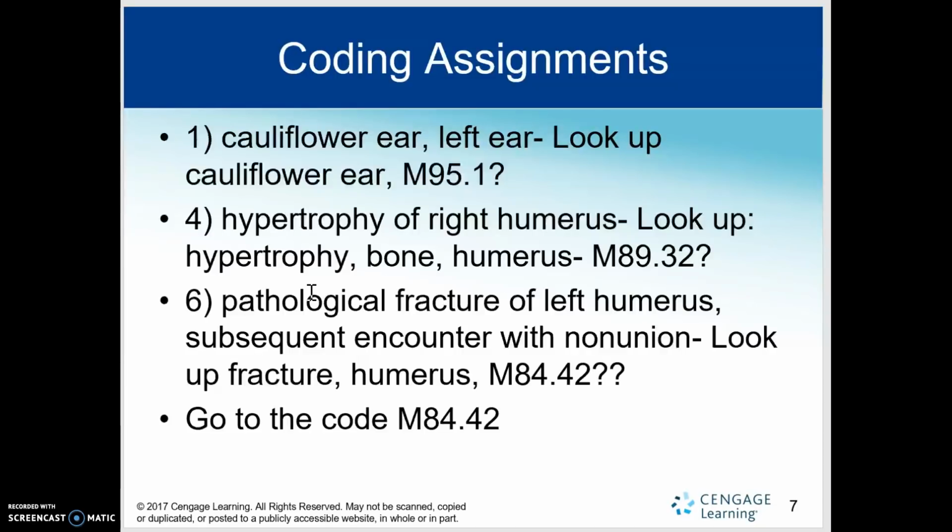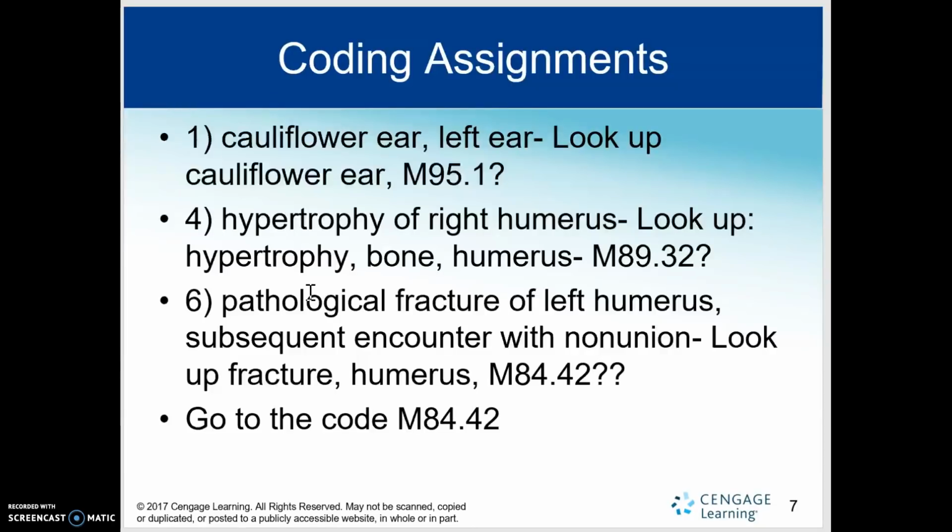So we're going to have to use that pink box. Now we have a non-union, subsequent encounter for non-union. So M84.422 with the 7th digit being K, subsequent encounter for fracture with non-union. So M84.422K is your entire answer for number 6.